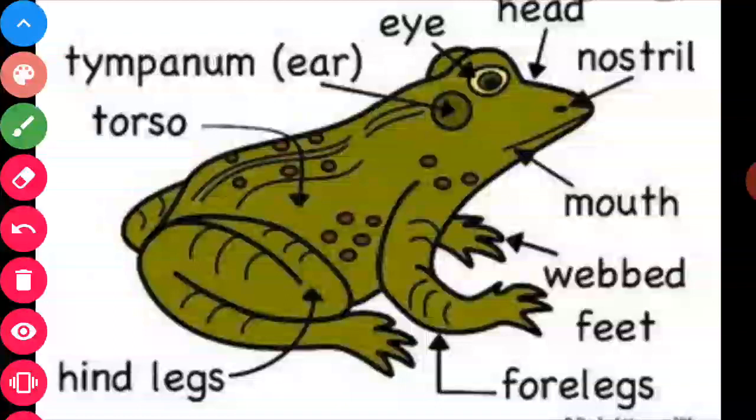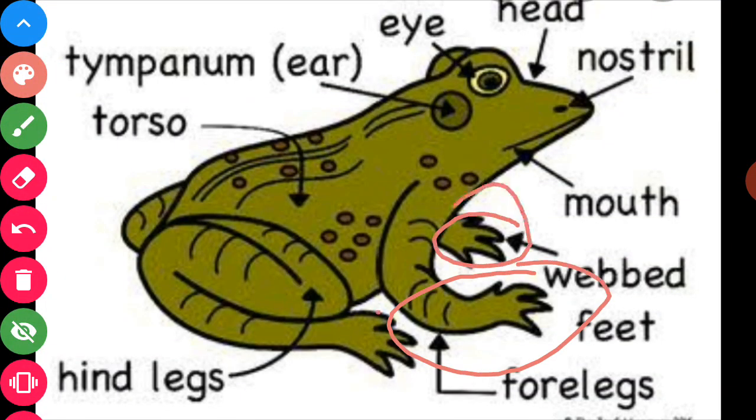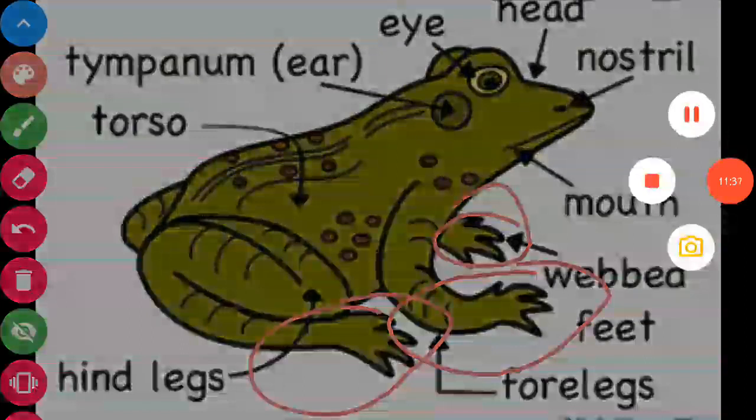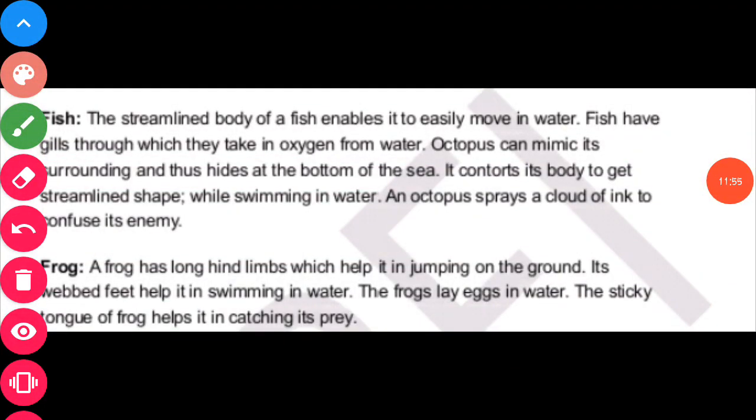The frog has four limbs present. These limbs help in swimming when it is present in the water and also in moving on the land. Dear students, a frog has long hind limbs which help it in jumping on the ground. Its webbed feet help it in swimming in water.